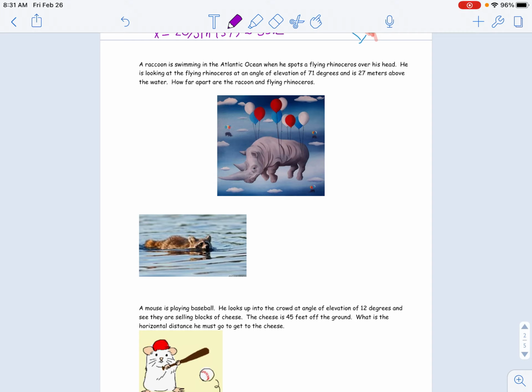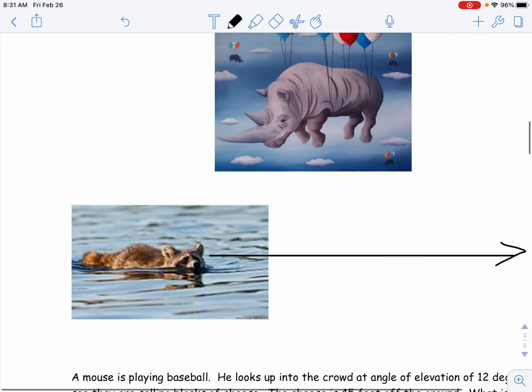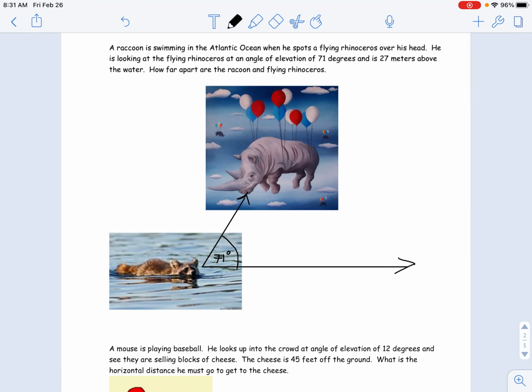Another word problem: a raccoon is swimming in the Atlantic Ocean, spots a flying rhinoceros over his head. He's looking at the flying rhinoceros at an angle of elevation of 71 degrees. So let's pause. Remember, it's always you look straight out first and then up. So he's looking at an angle of elevation of 71 degrees.